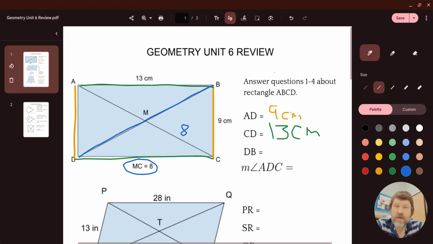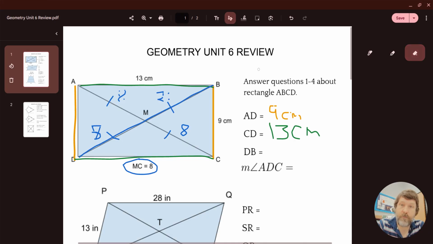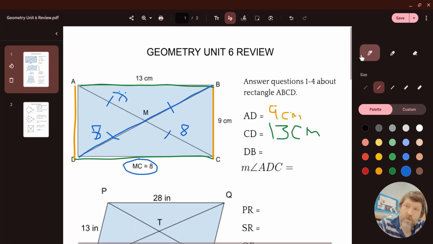So that's 8. But the thing we need to know about rectangles is their diagonals are equal, and because they're a parallelogram, their diagonals are being cut in half, which means that these are the same and these are the same. And so all 4 of these lengths are 8. That's going to be 8, that's going to be 8, they're all going to be 8. And so that means that DB is going to be 16 because DB is 2 of those 8s put together.